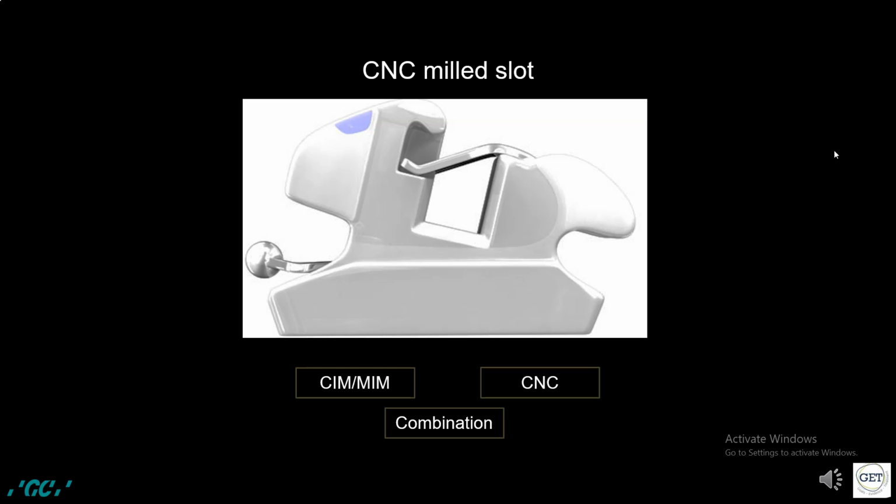Some companies with advanced technologies, such as Tomy, GC company, use a combination of the two processes, by producing the bracket using the MIM or the CIM technique, but only the slot, which is the heart of the bracket, is CNC cut. In this way, we benefit from the advantages of both technologies, and the end user cost of brackets is lower and the quality is higher.